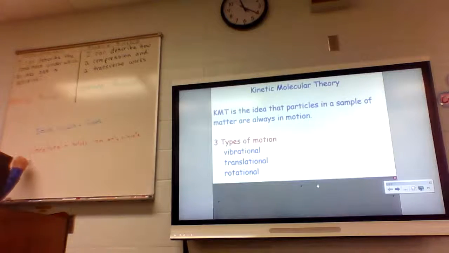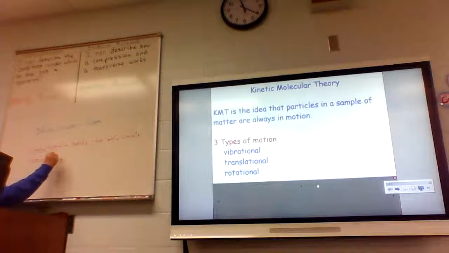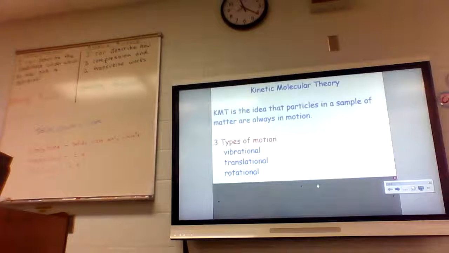Now, for translational, that could be liquids or gases. And for rotational, that could also be liquids and gases. But solids can only vibrate. They cannot translate inside of a solid, and they cannot rotate because they're in fixed positions. We'll talk about that down the road when we get there. So liquids and gases can vibrate as well. Yes, they can also vibrate.